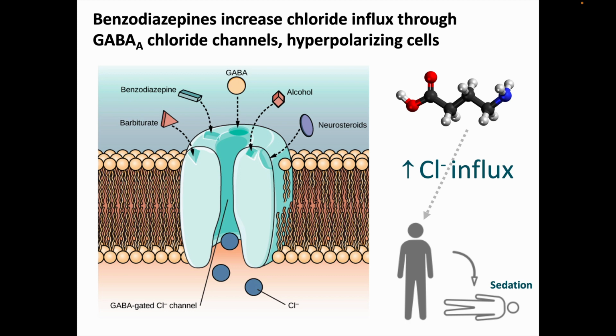Benzodiazepines are one class out of several that act at GABA-A chloride channels. Benzodiazepines enhance the action of GABA, increasing the frequency at which these channels open, allowing chloride influx into neurons. The extra negative charge hyperpolarizes the cells, making them less likely to generate and propagate action potentials, and resulting in CNS depression and sedation.